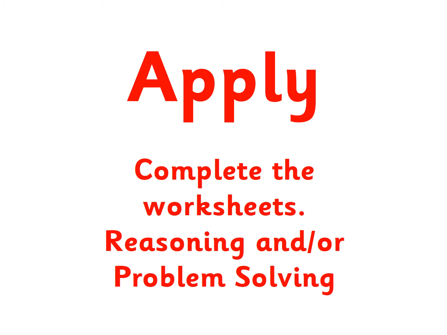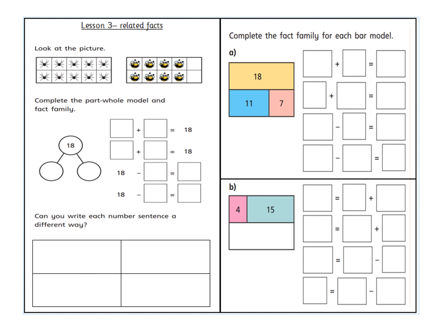Right, okay, so it's your turn now to have a go at your worksheets and your problem solving and reasoning questions. Right, so let's look at your worksheet. So you've got two pictures, a picture of spiders and a picture of bees. You need to count them to work out your parts, and then use your part whole model to help you fill out the fact family. So if you do the part whole first, the rest of it will be much easier. Then it wants you to use the same numbers but write the calculations in a different way. So remember, you could have the whole and the equal sign first and have a go at writing them that way around. Then on the next side you've got a bar model to help you with the whole and the parts in.